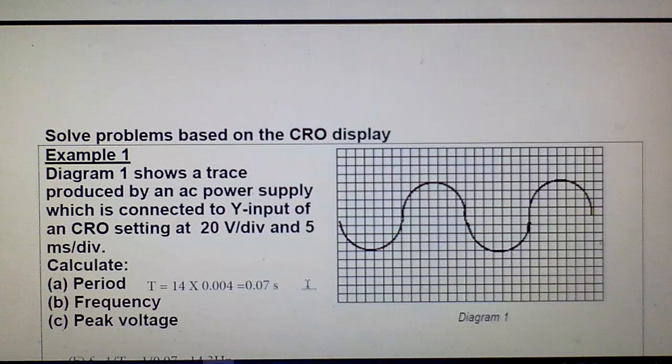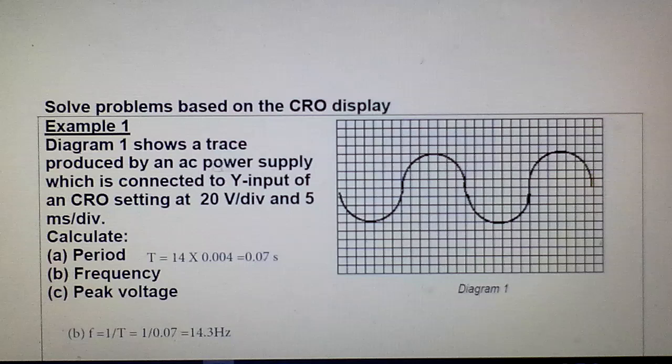Okay, now we want to solve some of the questions. Look at example one here. An AC power supply is connected to the Y input of a CRO set at 20 volt per division and 5 millisecond per division. Calculate the period, frequency and peak voltage.